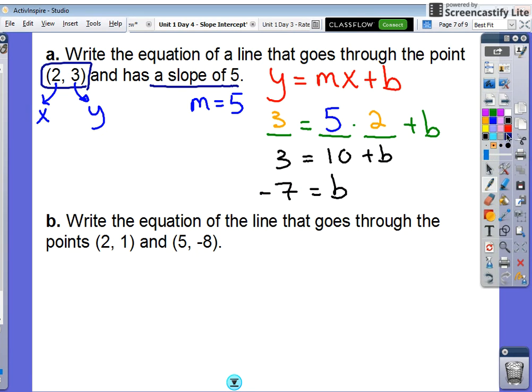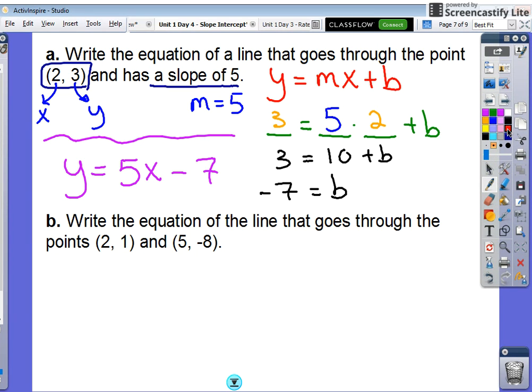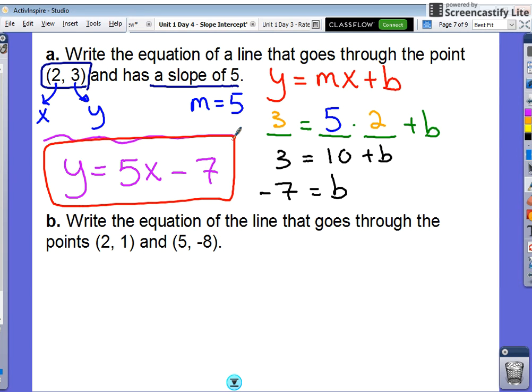You're not done, because you still have to write the actual equation. The actual equation is y = 5x - 7. All right, the next one is going to be on the same train of thought, but we still have to find the slope first. Before we can complete the same process that we did here, we have to find the slope between those 2 points. That's our first thing. So press pause, try that out.